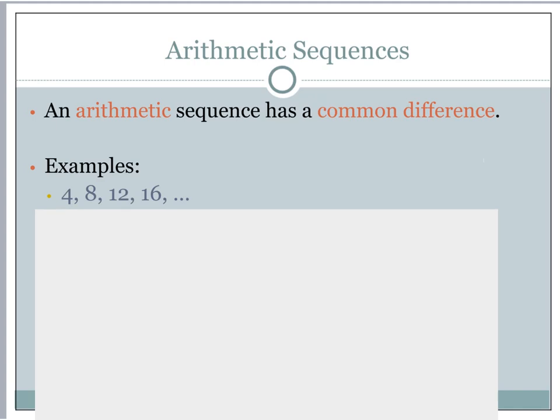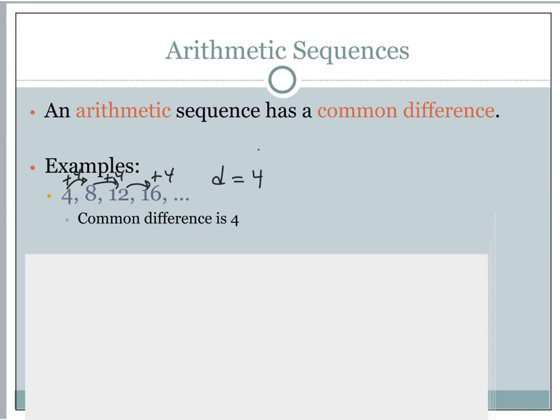4, 8, 12, and 16. We can call this an arithmetic sequence because it has a common difference. An easy way to find that common difference is to think about traveling from one term to the next. To get from 4 to 8, you add 4. And to get from 8 to 12, you add 4. And to get from 12 to 16, you add 4. So since we are doing the same operation each time and it's an addition, we would say that that common difference is 4.